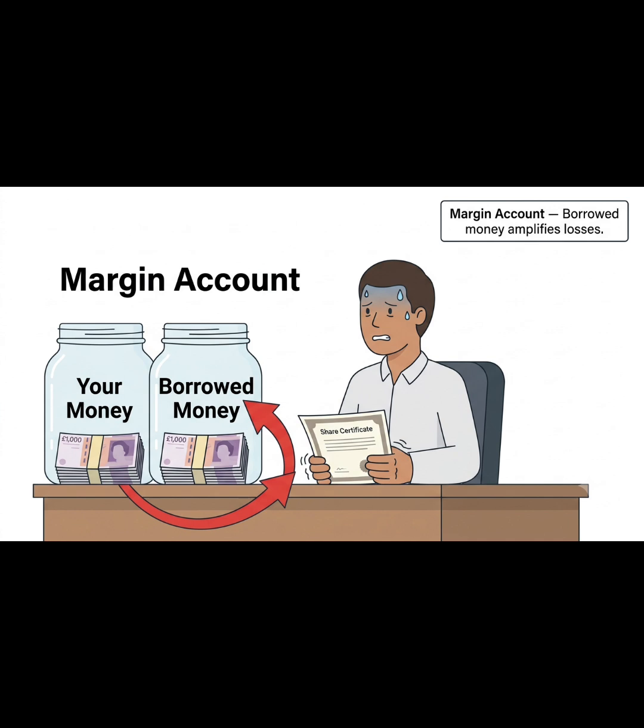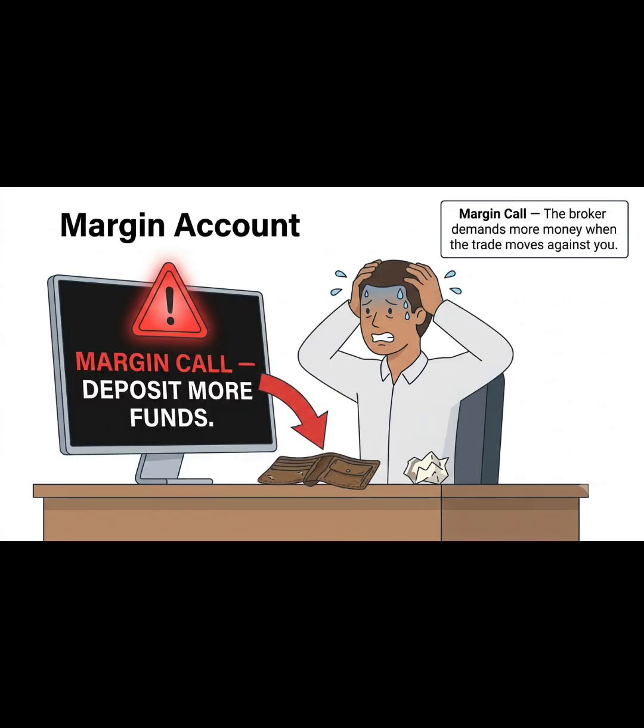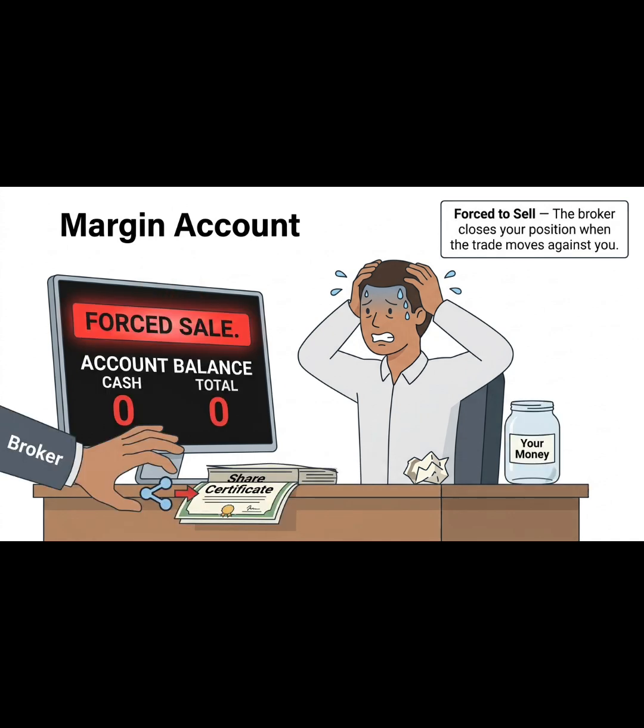A 10% move against you on a position twice the size of your own cash is not a 10% loss, it is a 20% loss. And if the broker demands more cash to cover that at the same moment, you can be forced to sell into the worst of the move rather than waiting it out on your own terms. Margin doesn't change what a stock does, it changes how much of an effect that has on you.